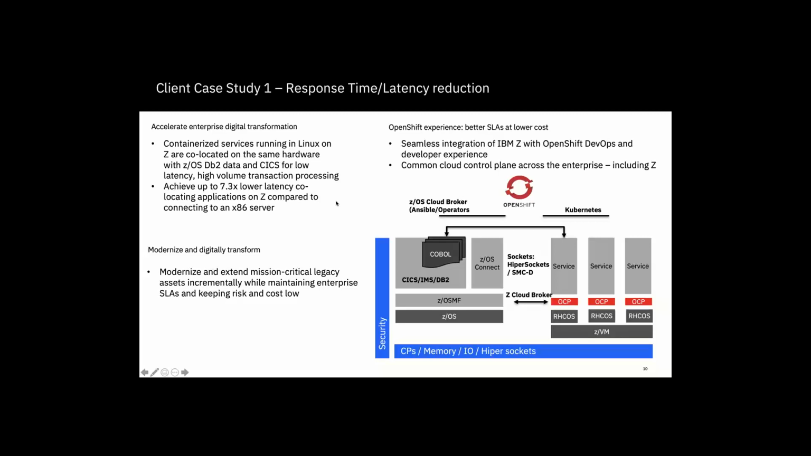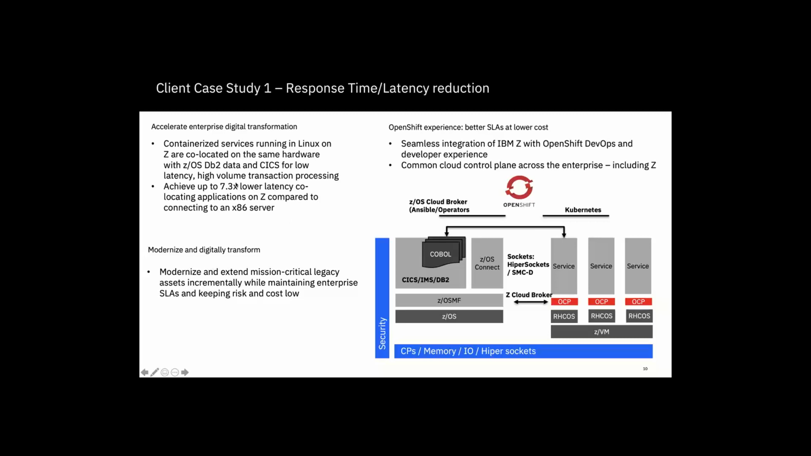We migrated all of that to OpenShift 4.2, and these are the numbers they were seeing, right? 7.3 times lower latency for their communication between z/OS and their microservices compared to when they have it on Intel, right?